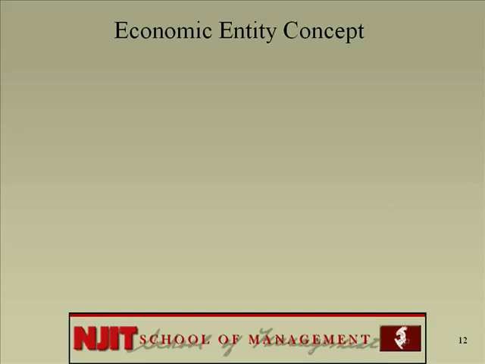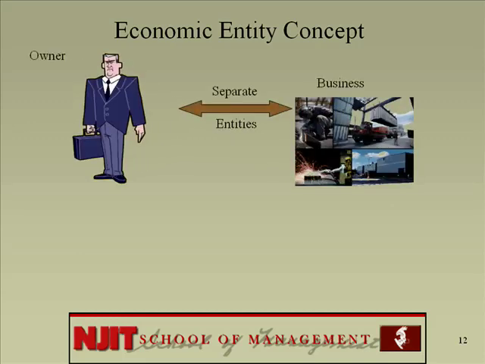The economic entity concept or assumption states that the business is a distinct and separate entity from the owner. The owner and the business are two distinct, separate entities. I just realized the owner on this picture looks like George Bush, but that was an accident. So, if the owner and the business are distinct and separate entities, what is the implication?